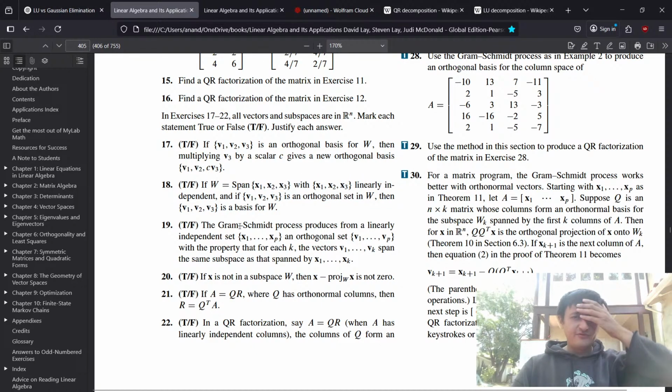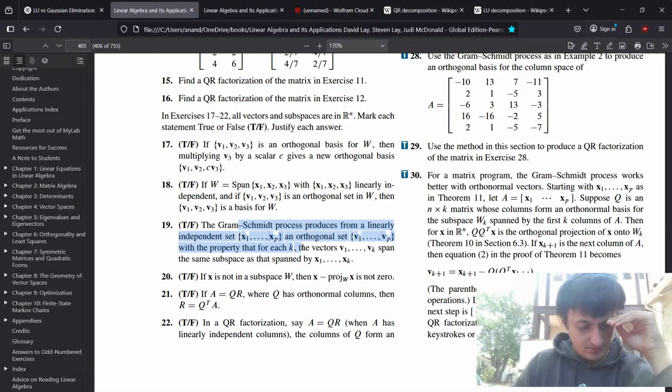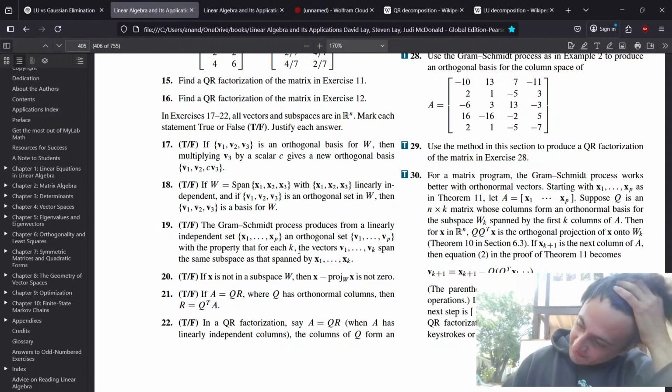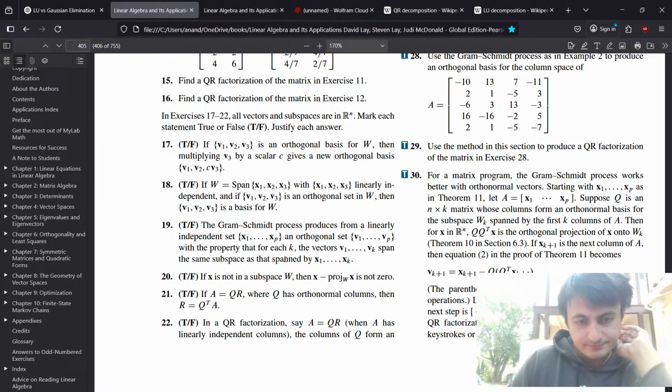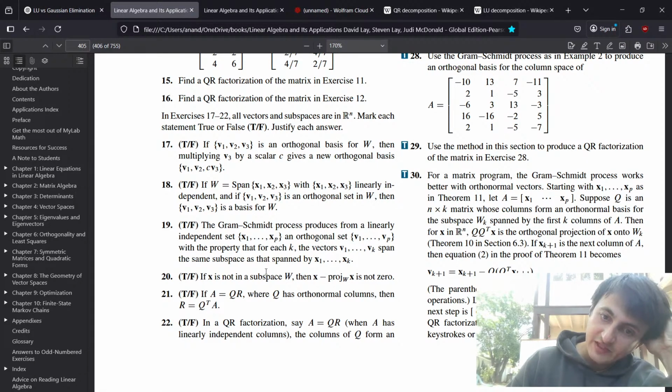The Gram-Schmidt process produces from a linearly independent set an orthogonal set with the property that for each k, the vectors span the same subspace. That is true. That's exactly what Gram-Schmidt does. If X is not in a subspace W, then X minus the projection onto W of X is not 0. That's true.